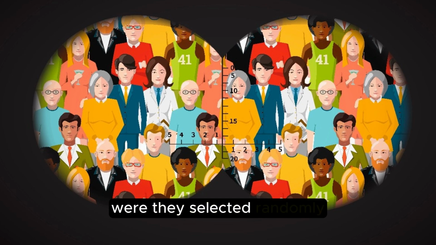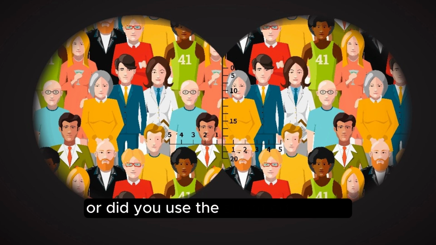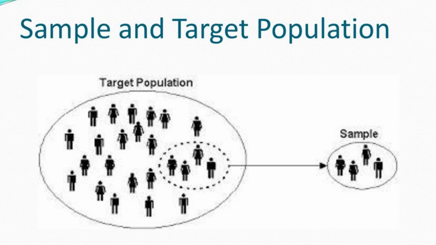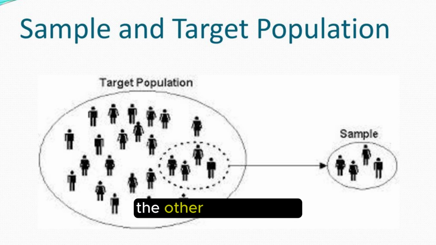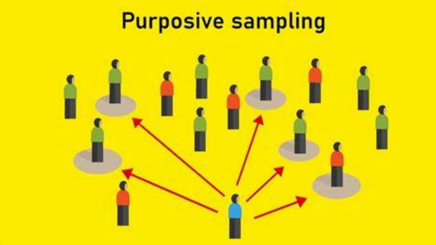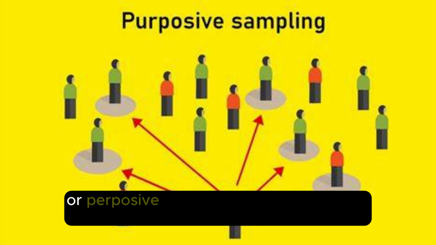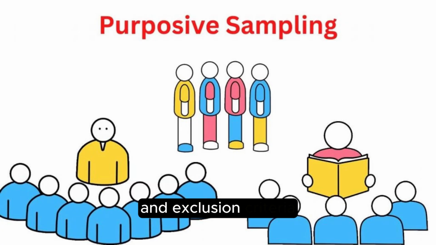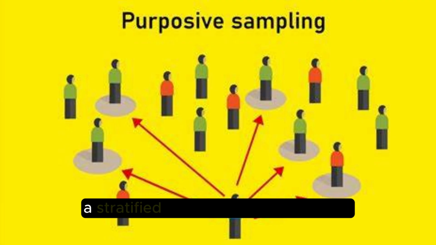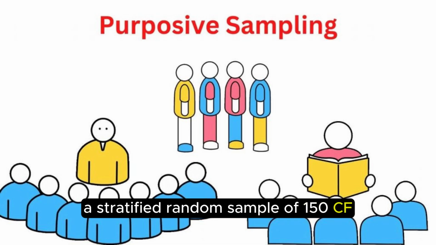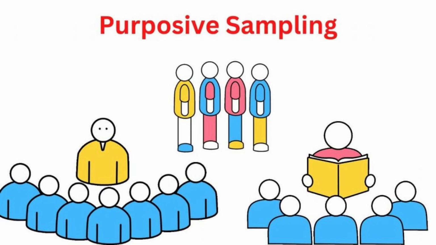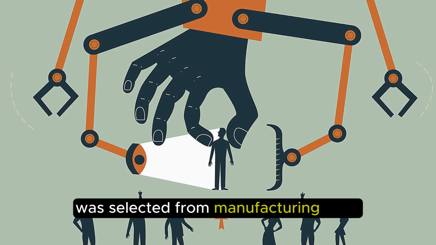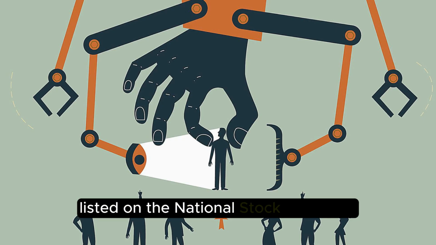Were they selected randomly, or did you use the stratified method? The other is purposive. That's where you state your inclusion and exclusion criteria. An example, a stratified random sample of 150 CFOs was selected from manufacturing firms listed on the National Stock Exchange.